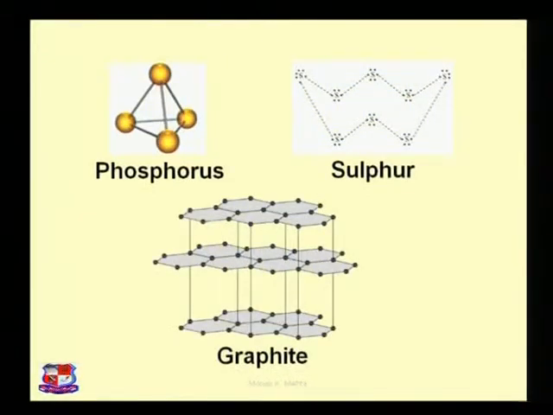This is the structure of phosphorus, sulfur and graphite. The straight lines in the graphite molecule indicate the Van der Waals force of attraction.